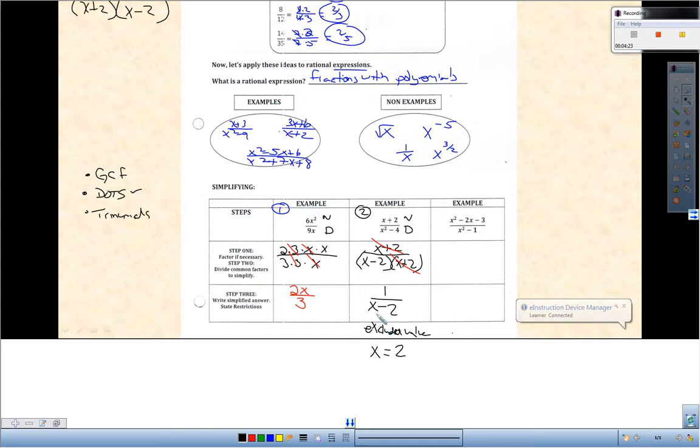That's my excluded value. Alright, for the third example, notice that I do have a trinomial in the numerator, and so I'm going to factor this trinomial into x minus 3 and x plus 1. The reason is because negative 3 times 1 is negative 3, but also negative 3 plus 1 is negative 2. In the denominator, x squared minus 1, I'm going to factor that into x plus 1 and x minus 1. Notice that they have a common factor, x plus 1, so that leaves me x minus 3 over x minus 1. So there's my simplified answer, but I do have an excluded value, and in this case my excluded value would be positive 1, because if you plug in a positive 1 for x, 1 minus 1 is 0.